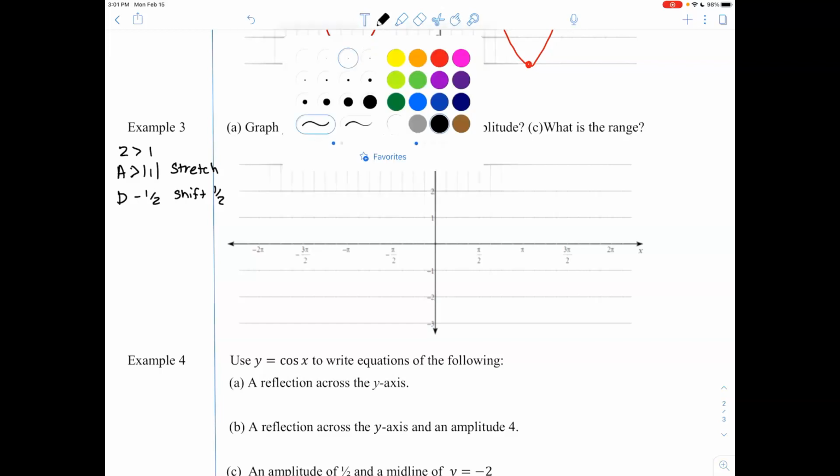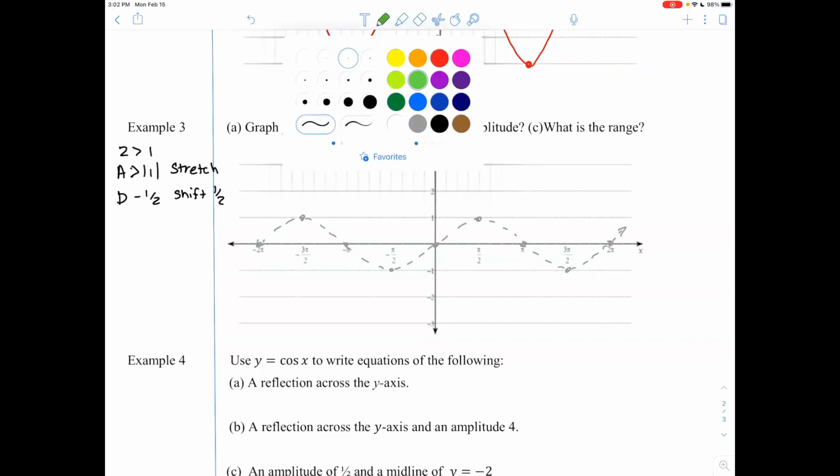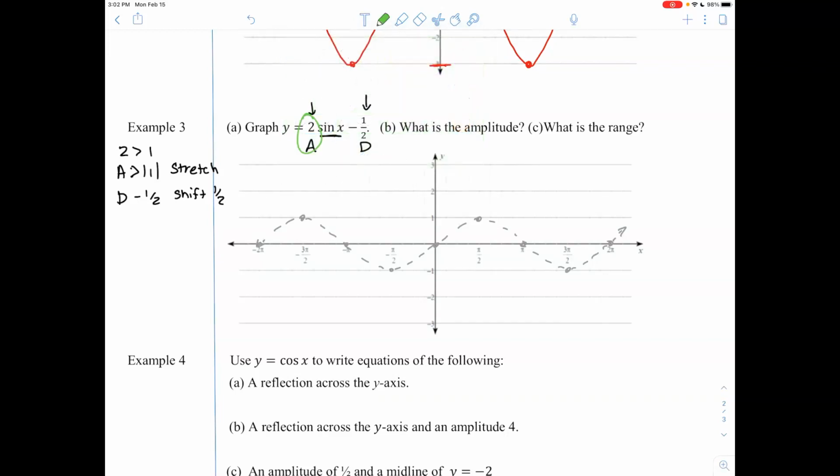So we're going to take our sine function. I'm just going to graph that real quick, the parent function. Learn it, memorize it, know it. And then we're going to stretch all of these points vertically by a factor of 2. I think I'll do this in an intermediate step here. I'm going to do this vertical stretch in green, and then I'll do the shift down 1/2 in blue.